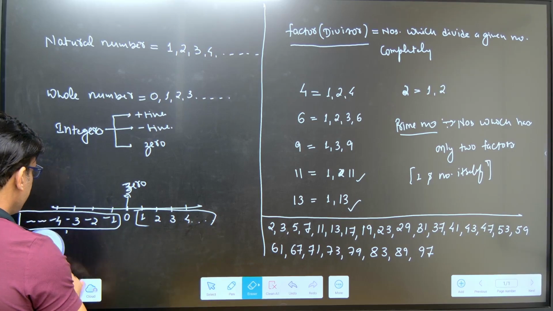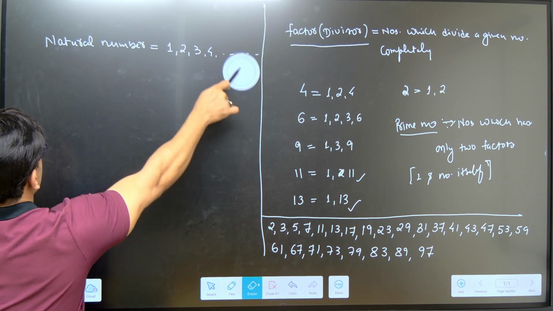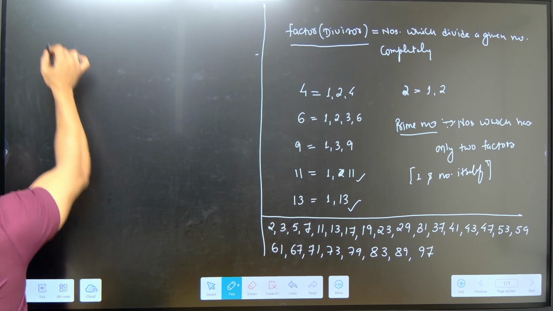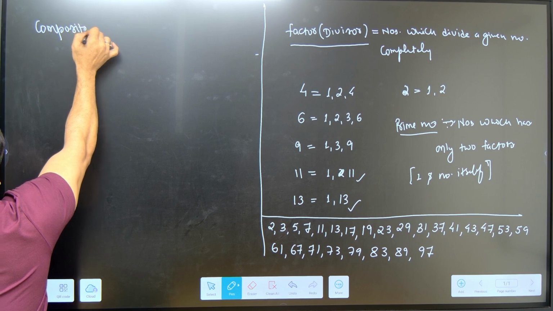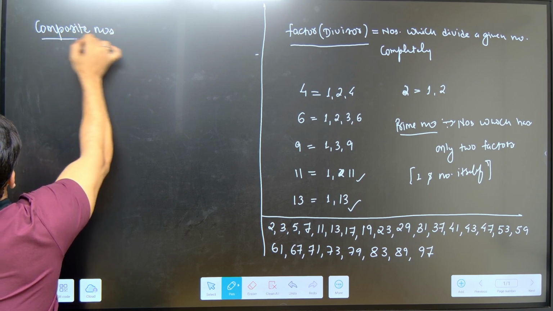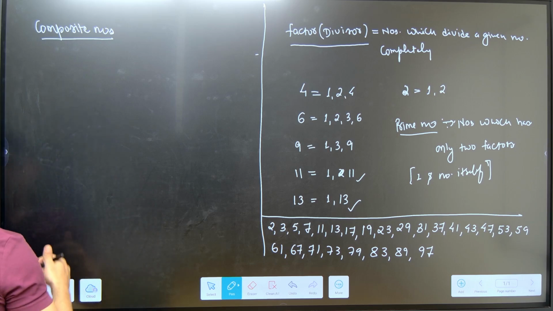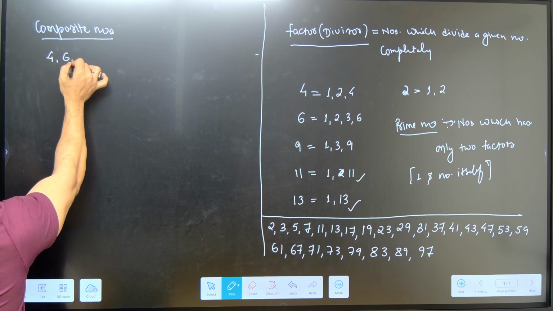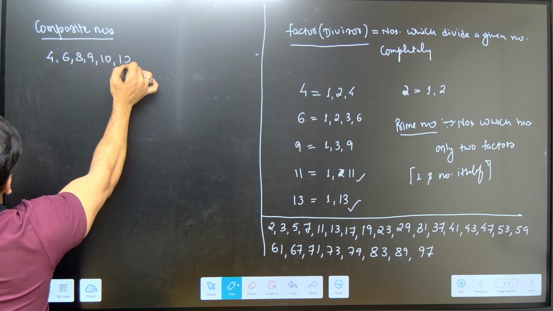Now numbers which are not prime, what are they called? They are called composite numbers. Numbers which are not prime are called composite numbers. First example is 4, then 6, then 8, then 9, then 10, then 12, and so on.